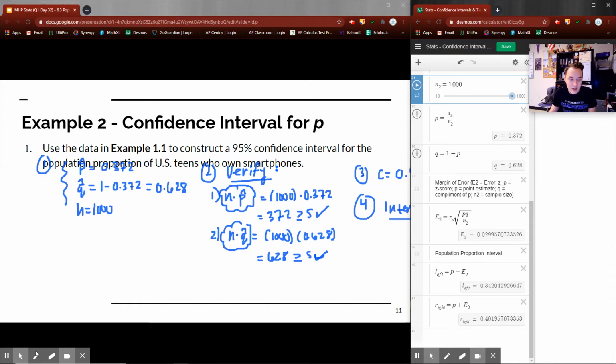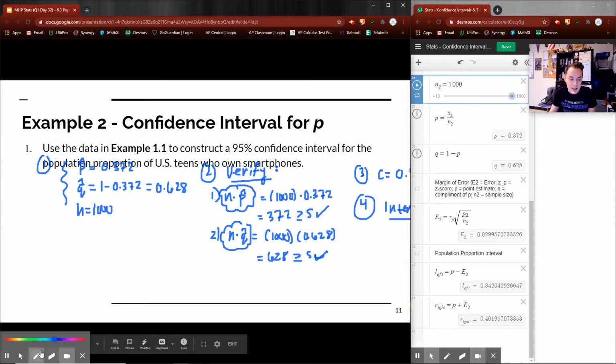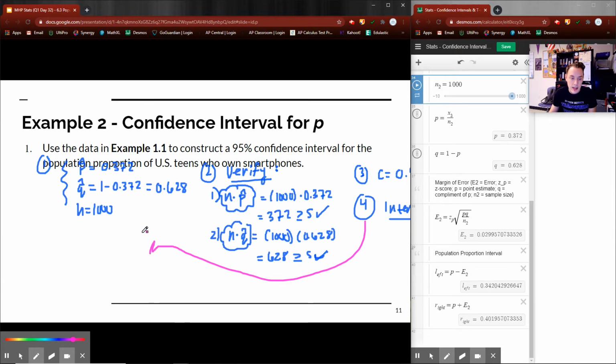Okay. And then I'm going to go over here and actually just calculate my interval. I'm going to swoop this over, and this is my interval, and it already calculates it. So that's awesome, right? This is my interval. So 0.34 comma and then 0.40.